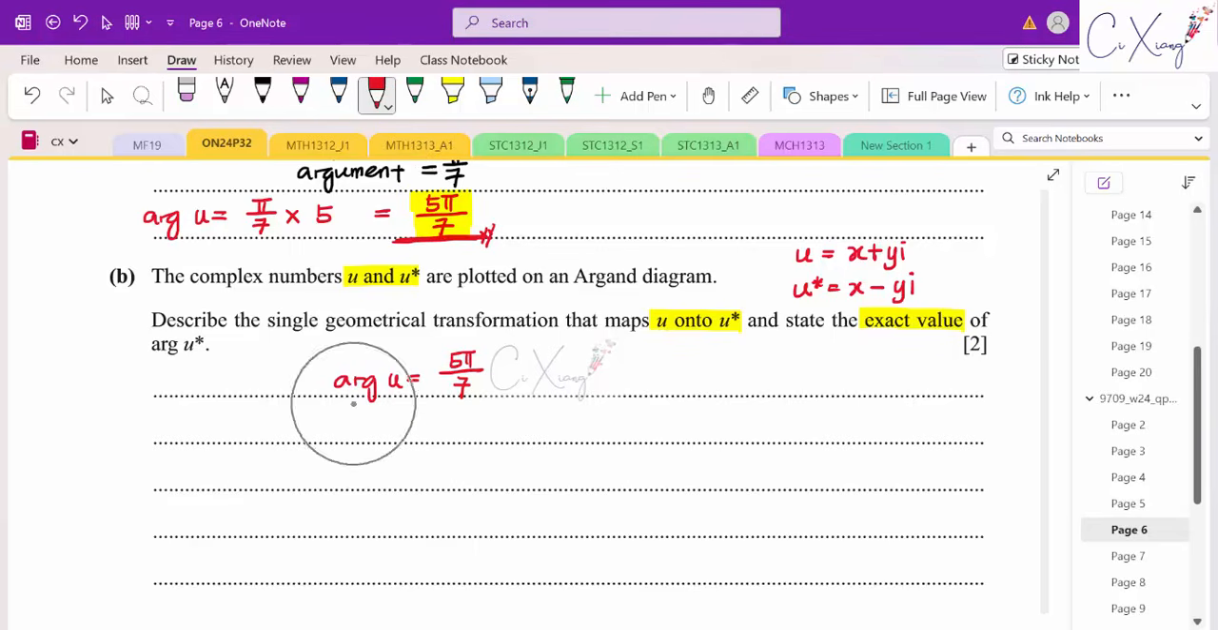If you have a look at the argument of u, it is 5 pi over 7. That means if I try to sketch the diagram for u, the complex number on the Argand diagram, if this is the x-axis, how will your u look? So 5 pi over 7 tells you that your complex number u is in the first quadrant.